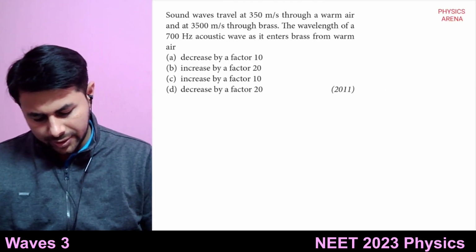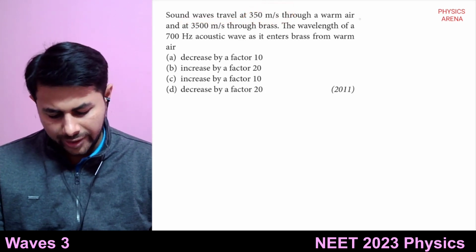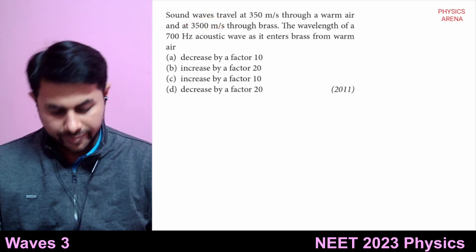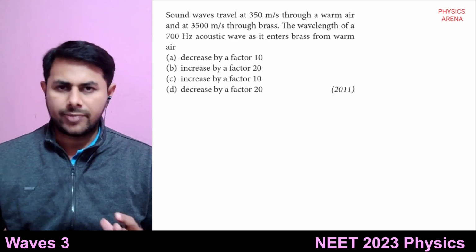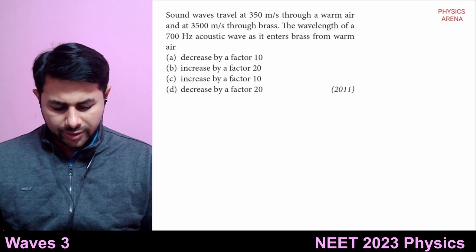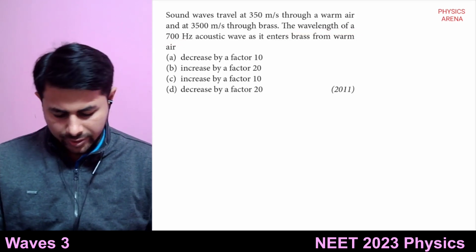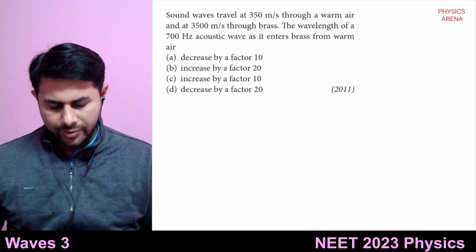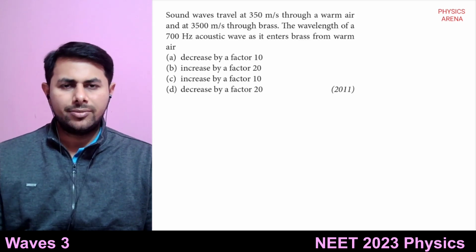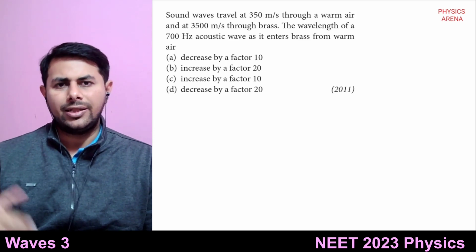Let's see the next question. Sound waves travel at 350 meters per second through warm air and 3500 meters per second through brass, that is a solid. What is the wavelength of a 700 hertz acoustic wave as it enters brass from warm air? See what happens when any wave travels from one medium to another medium. Its frequency remains constant and it's the wavelength that changes.